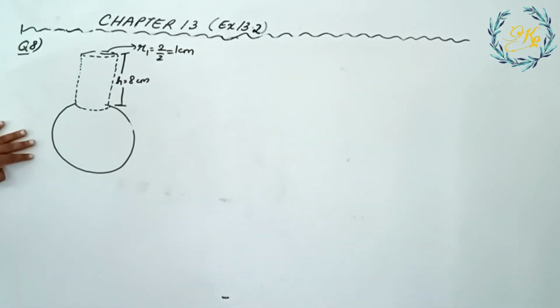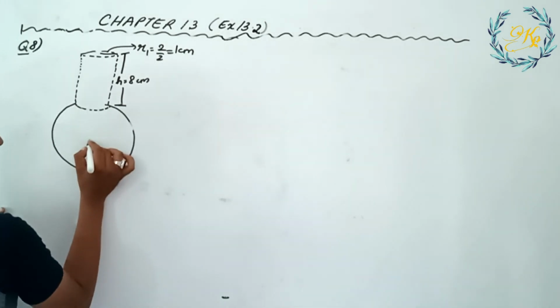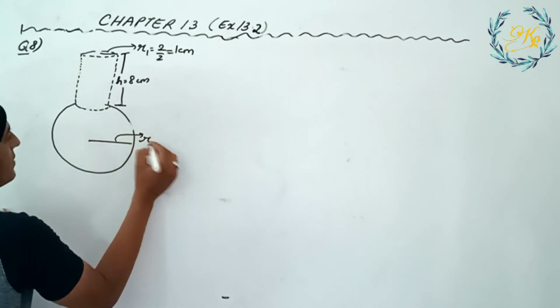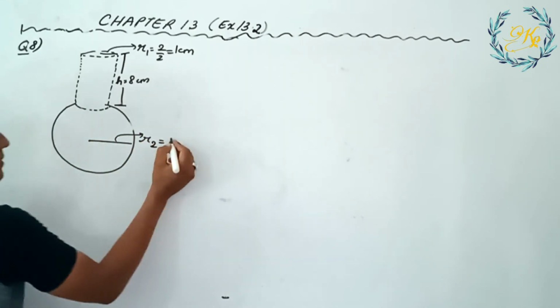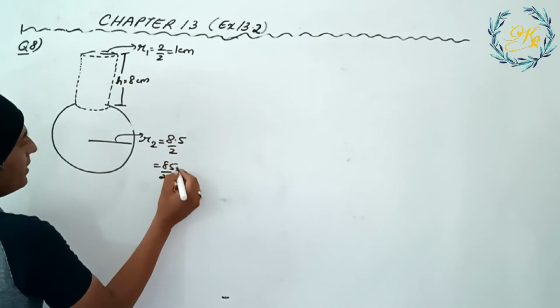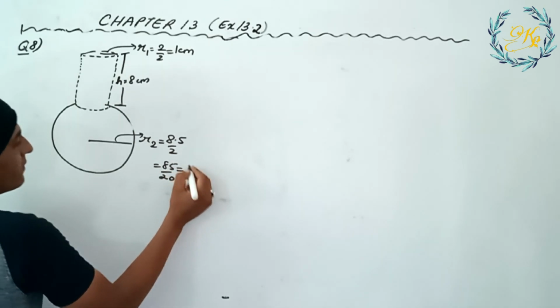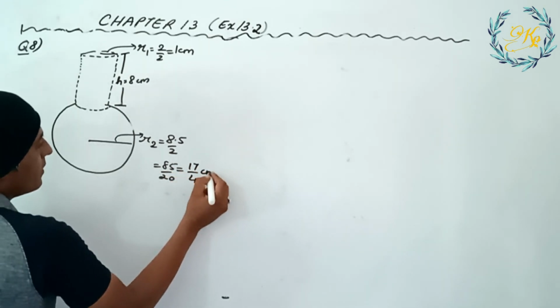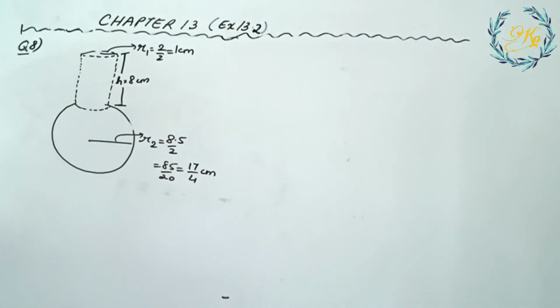It is also given in the question that the diameter of the spherical part is 8.5. So the radius of the spherical part, just consider it as R2. It will be 8.5 upon 2. Further solving, you get 85 upon 20. So cancelling by table of 5, you get 17 upon 4. This will be the radius of it. And now we are supposed to find, by measuring the amount of water it holds, a child finds the volume to be 345. We have to check whether the volume obtained by the child is right or wrong. We are given the value of pi as 3.14.